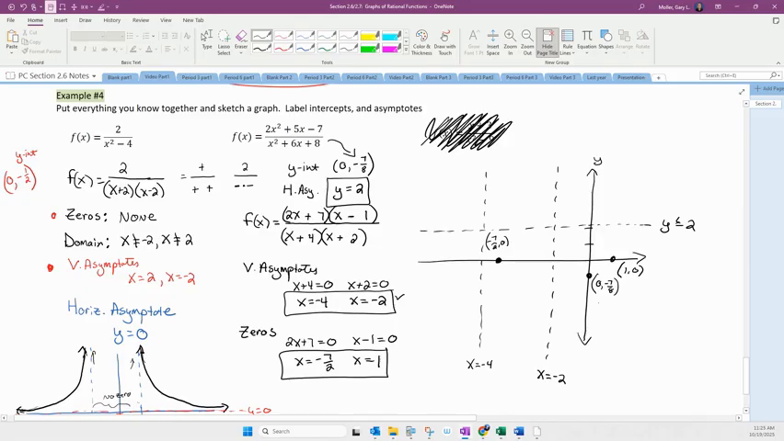All right, knowing what I know, I have a zero here. I have an intercept here. I have to approach this horizontal asymptote. I have to approach this vertical asymptote. There's only one way that could possibly happen, and that would be with a graph that looks roughly like that.